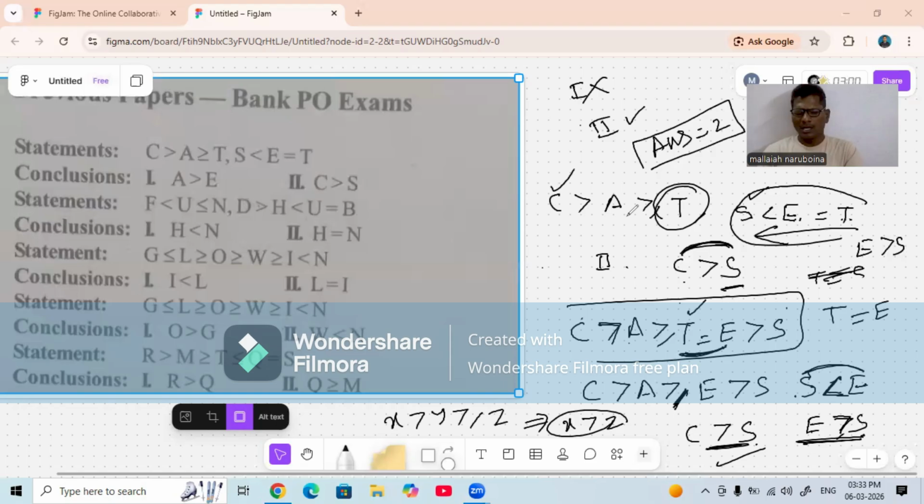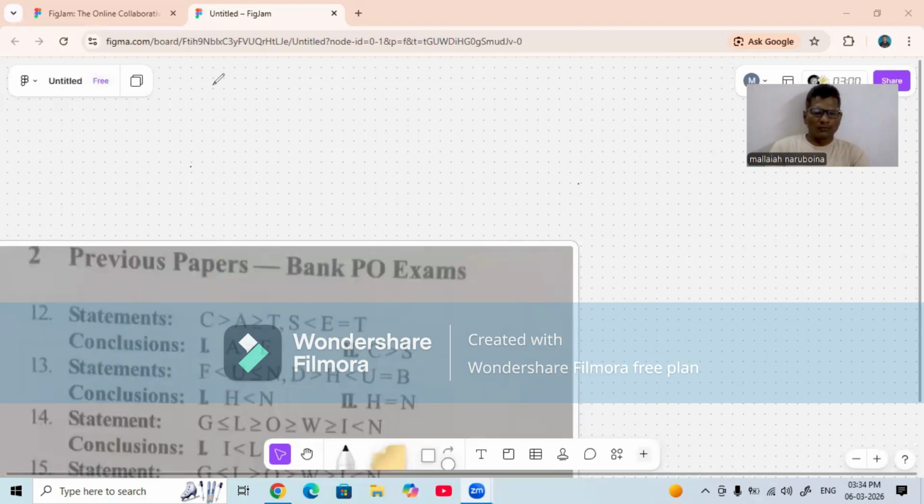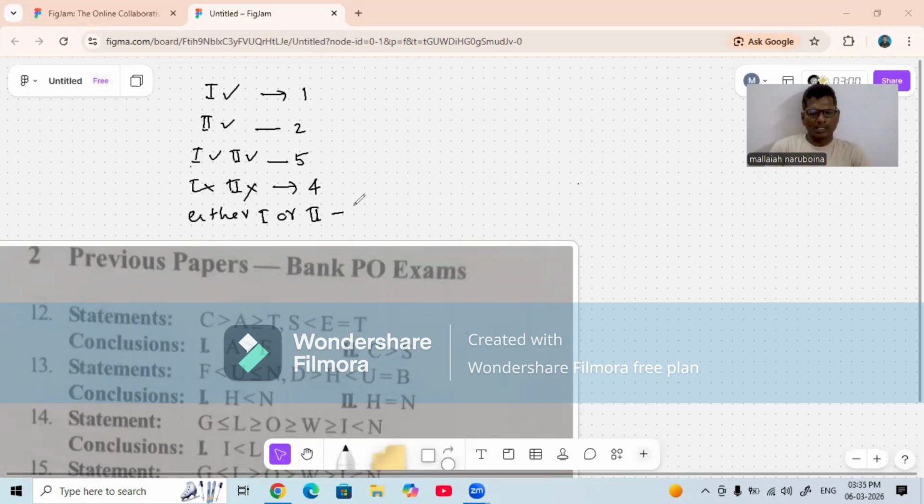I will explain how we have to choose the answer. If only conclusion 1 follows, your answer is 1. If only conclusion 2 follows, your answer is 2. If both 1 and 2 are valid, the answer is 5. If 1 is wrong and the second conclusion is also wrong, in that case your answer is 4. And the final case is either 1 or 2, for this case your answer is 3. You are given these instructions in the directions, right?